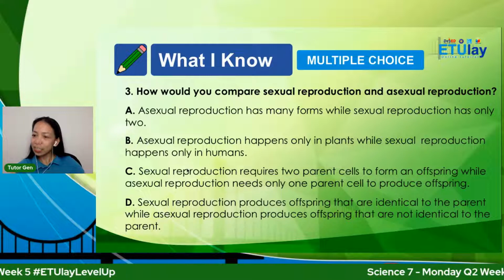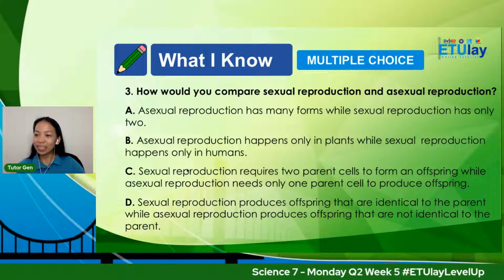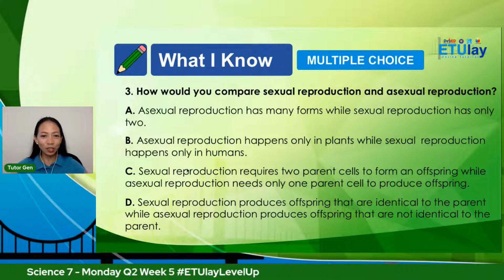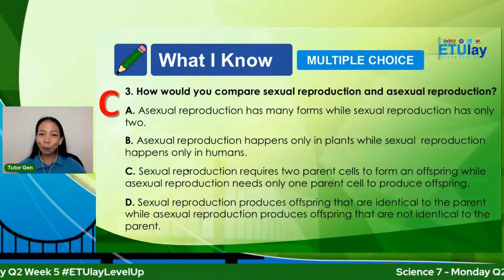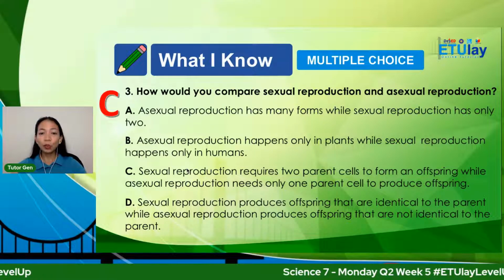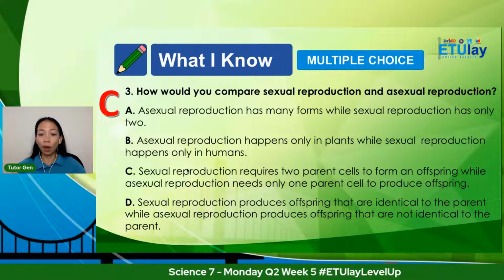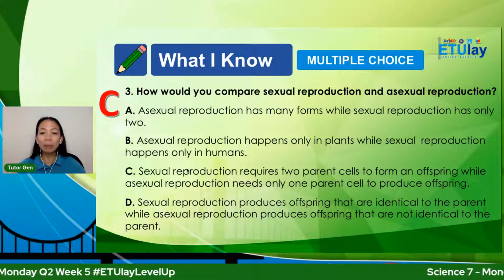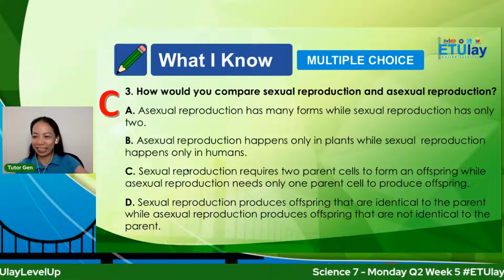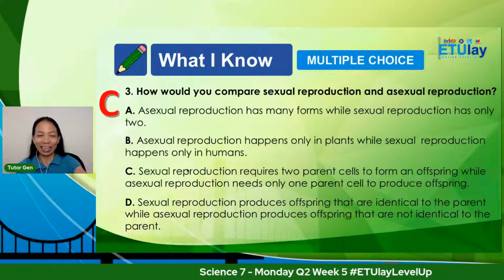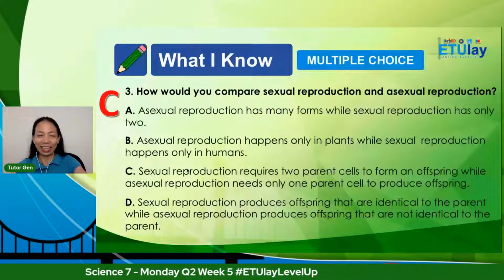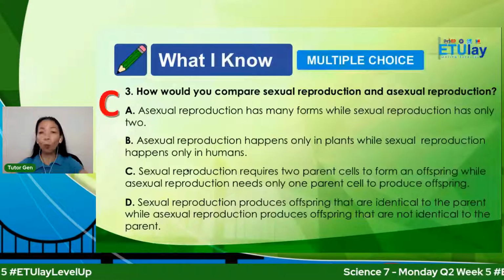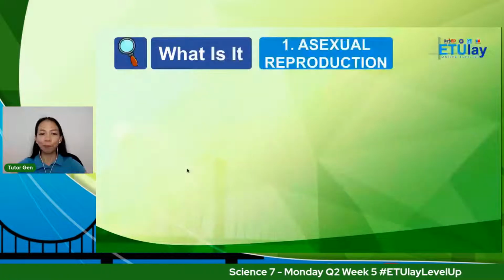Ang answer ni Sam at ni Alriza, pareho sila ng sagot, letter C. Si Jane also answered letter C, and Chelsea. So the correct answer for number 3 is letter C. Sexual reproduction requires 2 parent cells, tapos si asexual reproduction needs only 1 parent cell to produce an offspring. So, if you are already refreshed or may mga na-remember na because of our pretest, then let's continue with what asexual reproduction is.